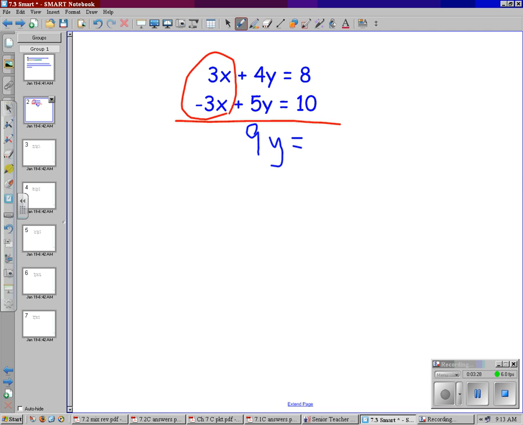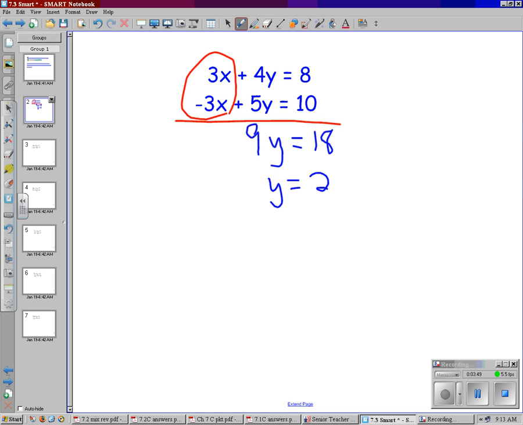How about 8 and 10? Yeah, I almost gave you the answer there because that's what I was thinking. Okay, so I've got a one-step equation now. 9y equals 18. Just by combining the two equations together, a linear combination. Combining of two lines is what we've just done. All right, what is y equal to then?